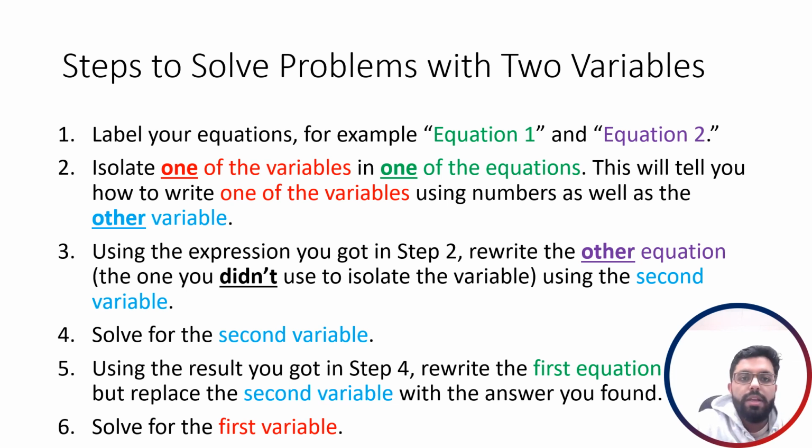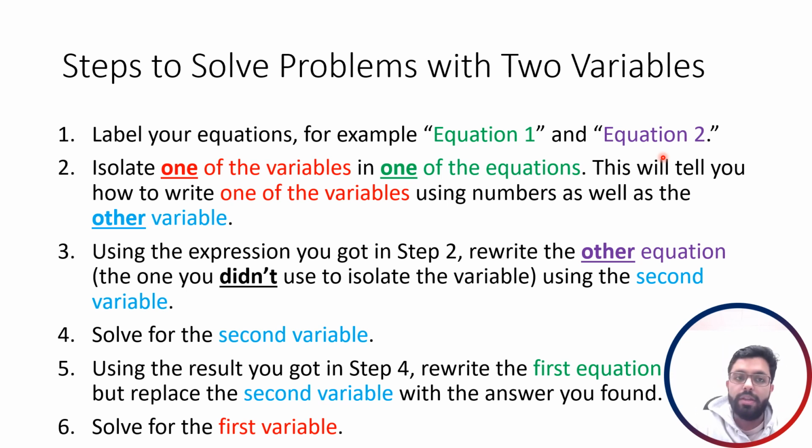But anyway, steps to solve problems with two variables. First things first, you have to label your equations. That's just a matter of making it easy for you to talk about what's going on in the problem in an organized way. That's the whole point of step one: you could call them equation one and equation two. Maybe you don't like that. There are enough numbers in the problem and you don't want to add more numbers to it. You could do equation A and B.